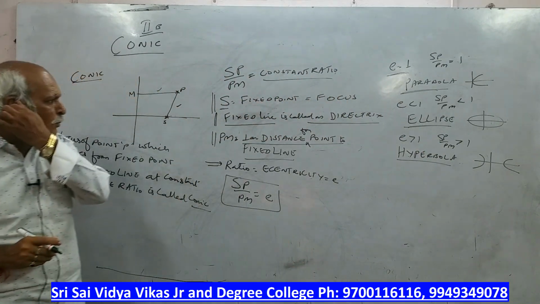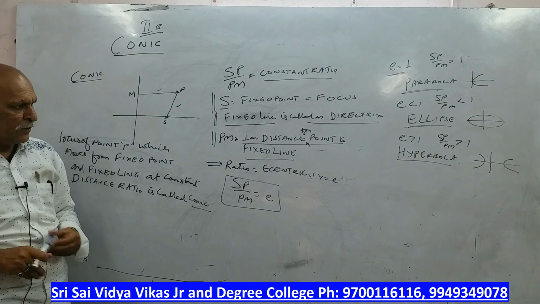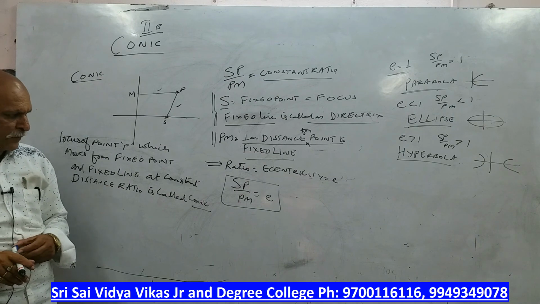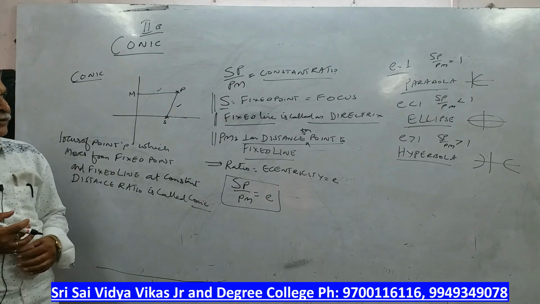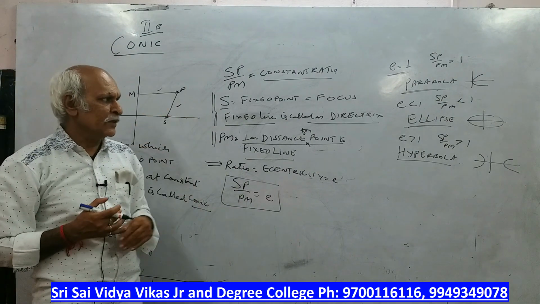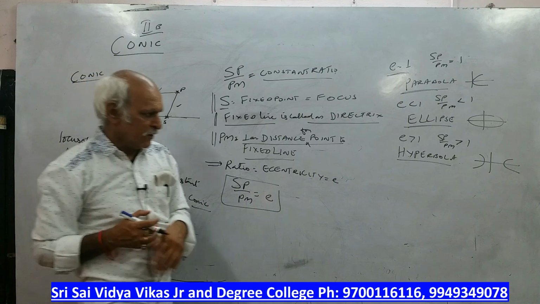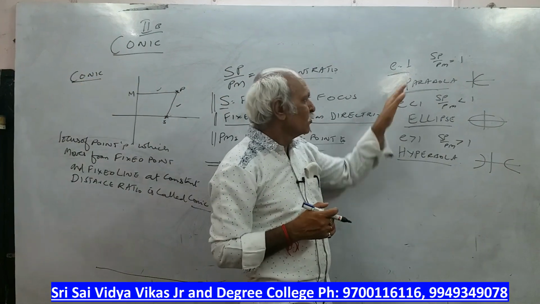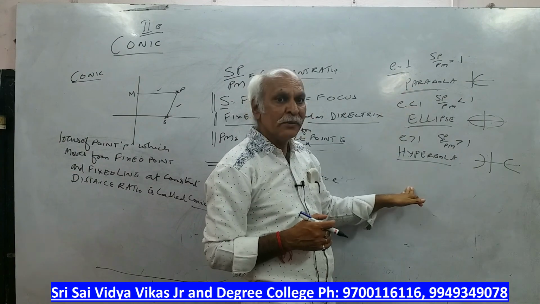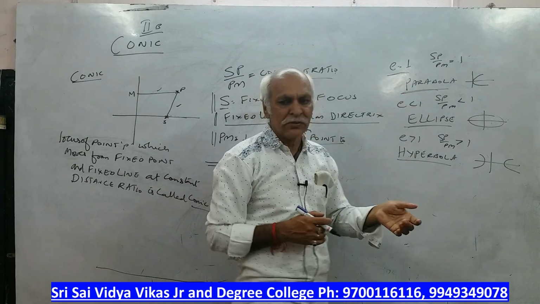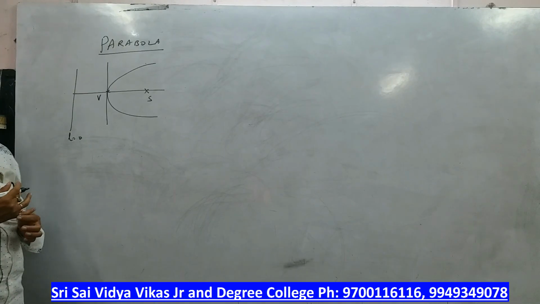So, here we should know the names. The fixed point is called the focus, the fixed line is called the directrix, PM is the perpendicular distance from the point to the fixed line, and the ratio is called eccentricity, that is SP by PM equals E. Based on the values of E, you get three conics: one is the parabola, another is the ellipse, and the other is the hyperbola. We will discuss parabola, ellipse and hyperbola in the coming chapters. Please note this down. We will discuss the formulas today.